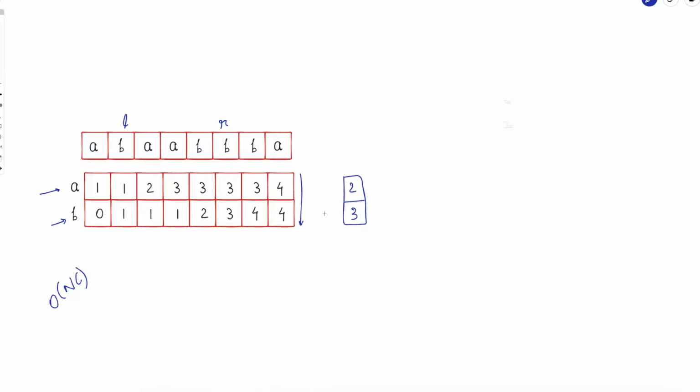So overall, this is how you will calculate the frequency of every character in just order C time. And the rest of the things we have discussed already.